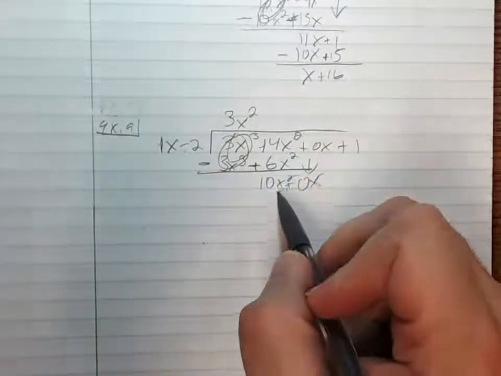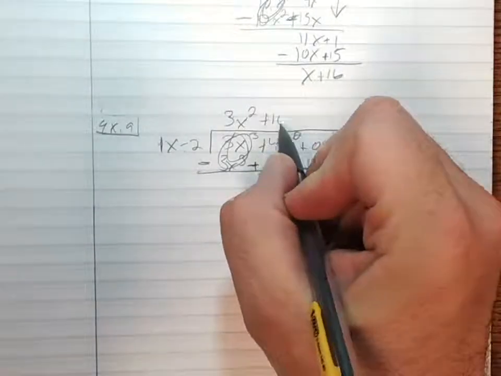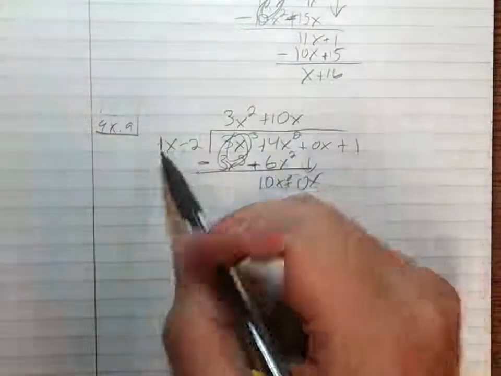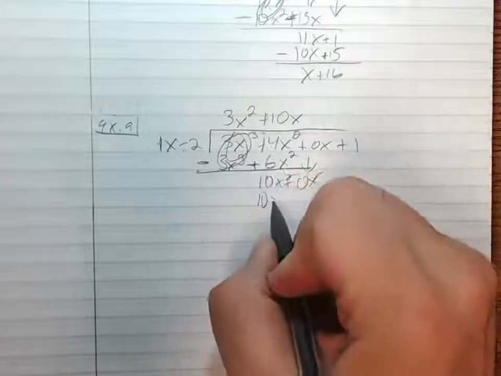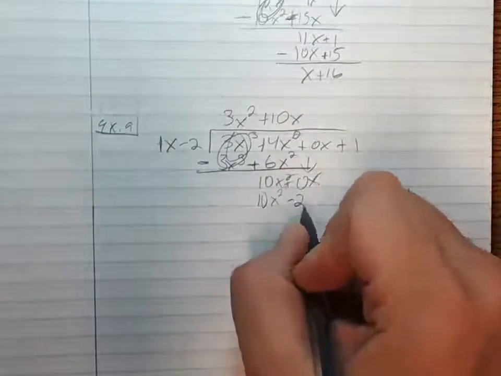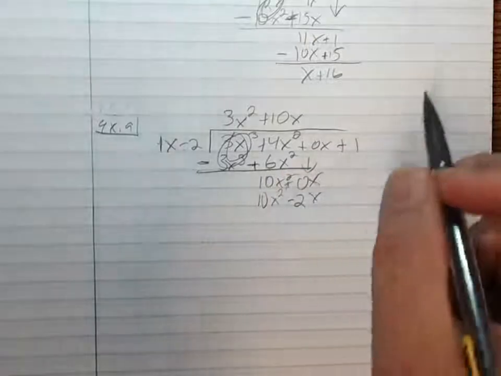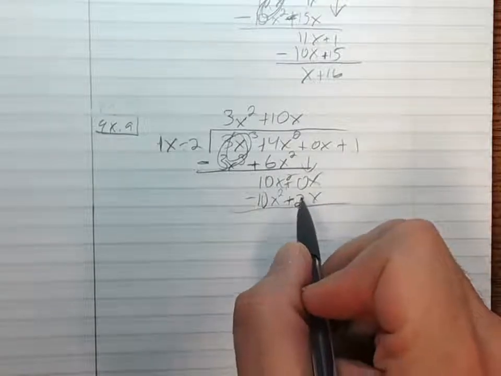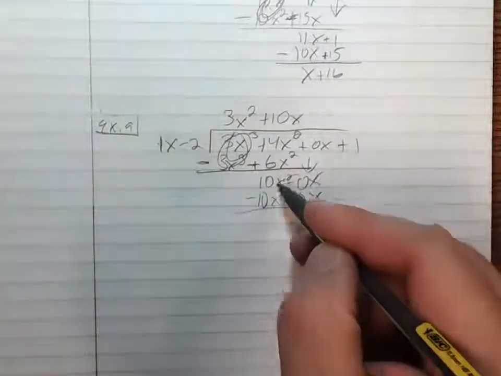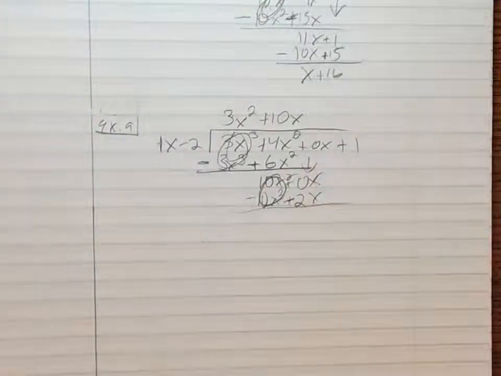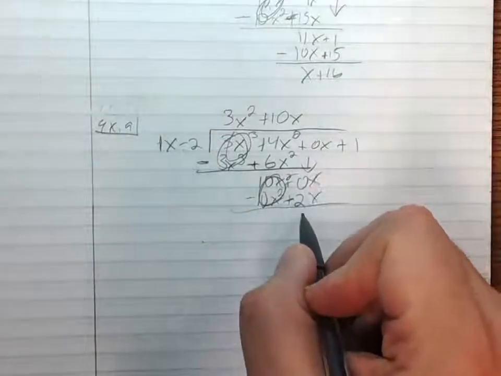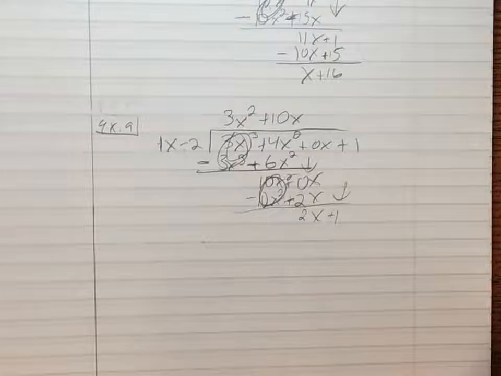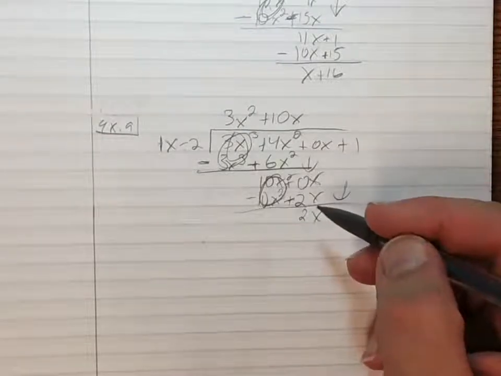Alrighty, so 10 divided by 1 is positive 10. X squared divided by x is x. Now let's multiply by that. 10 times 1 is 10. X times x is x squared. 10 times negative 2 is negative 20. And x times no other x's is just an x. Then we will subtract right here. 10x squared minus 10x squared is 0. 0x's plus 20x's is 20x. Bring down the 1. And we'll start the process over one more time, all right?